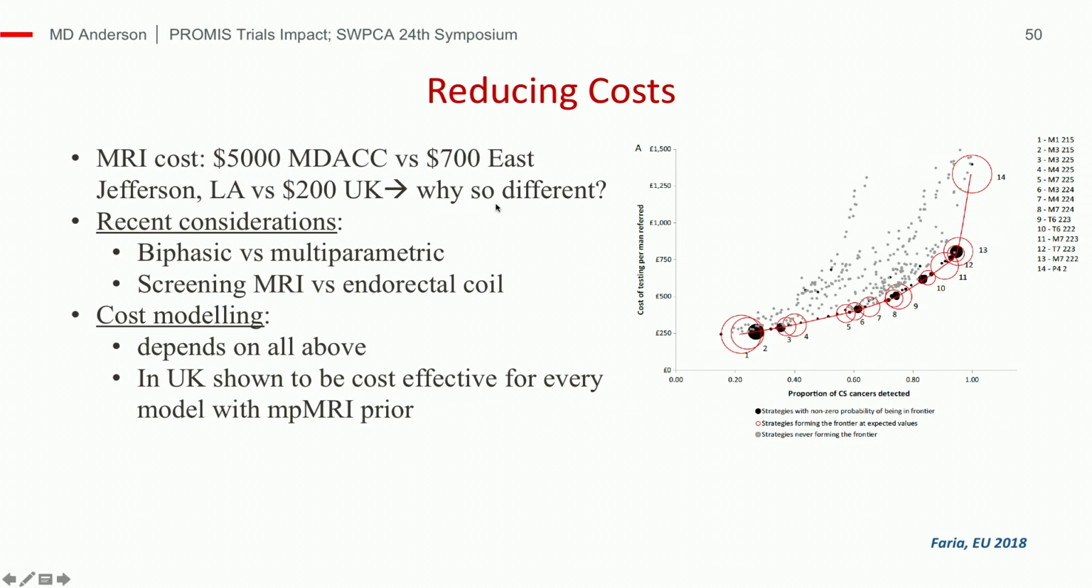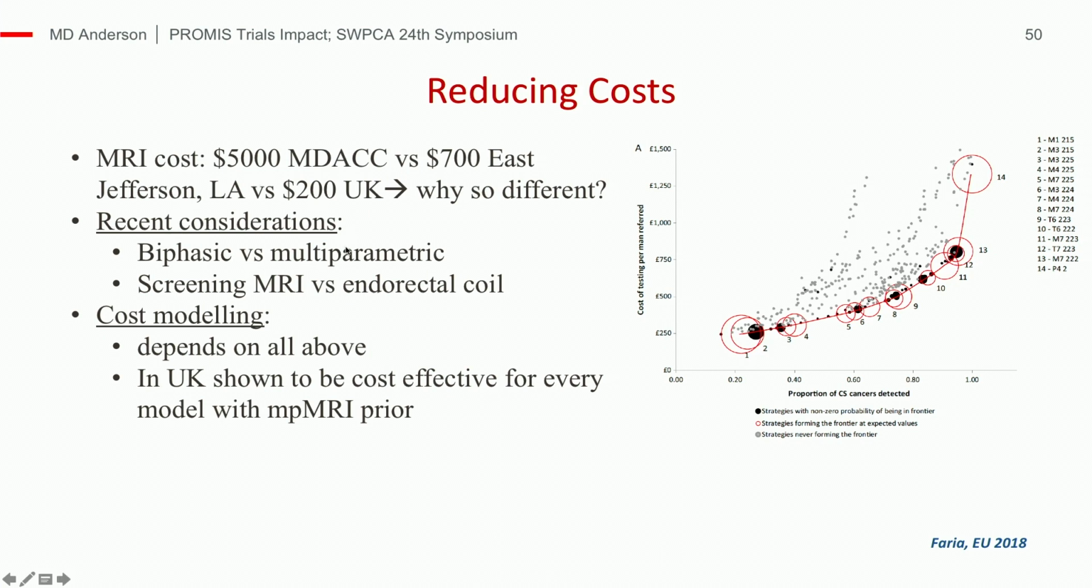One of the issues with this comes into trying to do an MRI on all of these patients. At MD Anderson, an MRI of the prostate costs about $5,000, while at East Jefferson in Louisiana, it costs only $700, and in the UK, $200. So again, the healthcare dollar, how far are you going to be able to stretch it, and why are there these great differences in the costs?